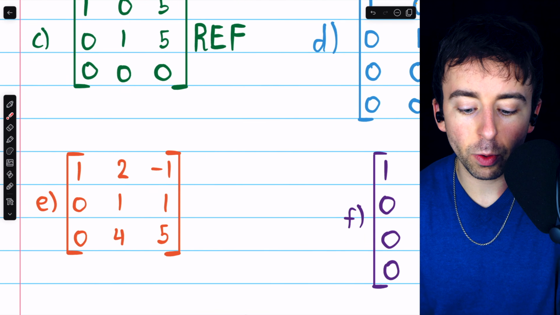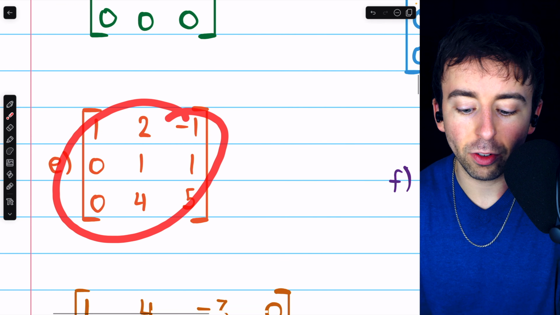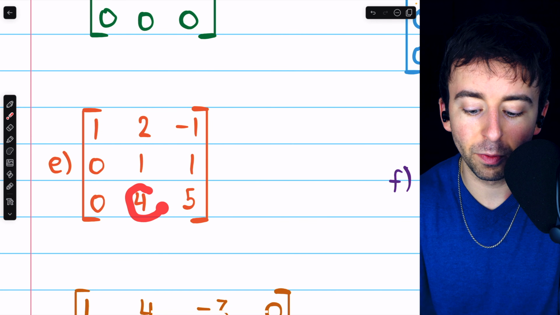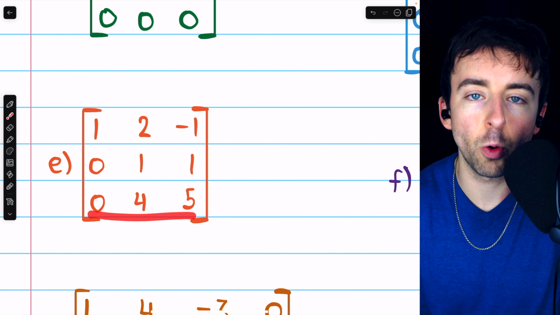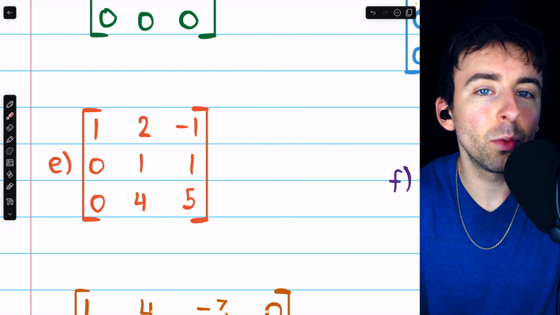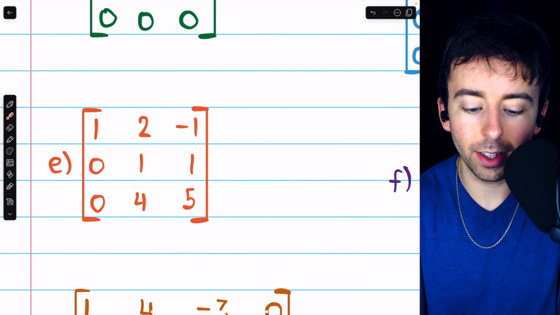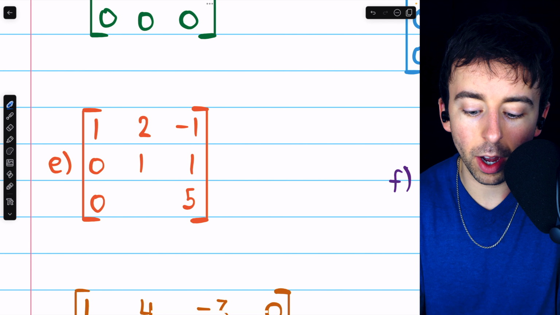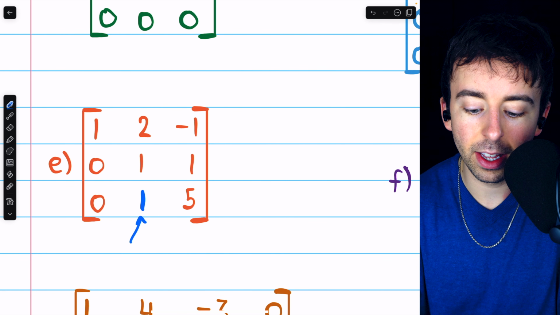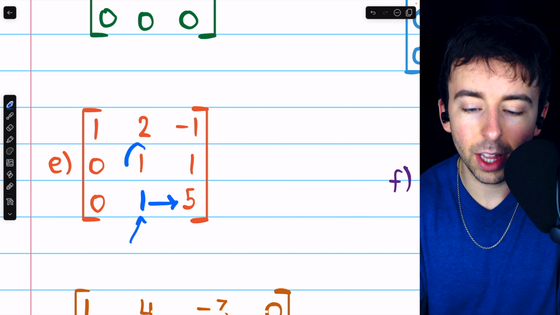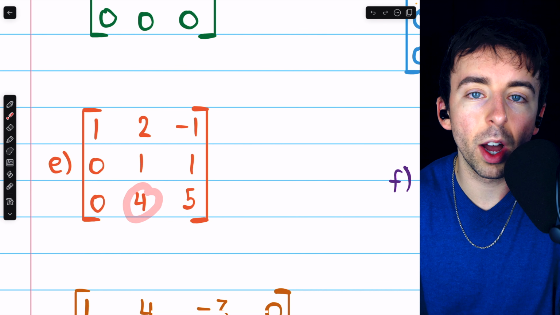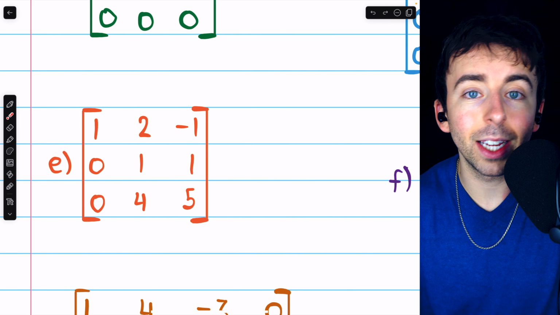Alright, now on to matrix E. Is this in row echelon form? It is not, and the problem is this 4 here, and this entire row is a bit of a problem. This leading entry is not equal to 1, but in fact we don't want it to be equal to 1, because even if this leading entry was 1, it still wouldn't be in row echelon form, because we would need this leading 1 to occur further to the right than the one above it. That means that, in fact, we don't need to turn this 4 into a 1. We need to eliminate the 4 and make it a 0.